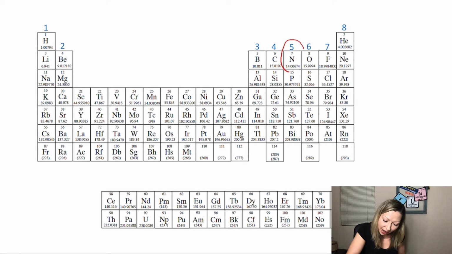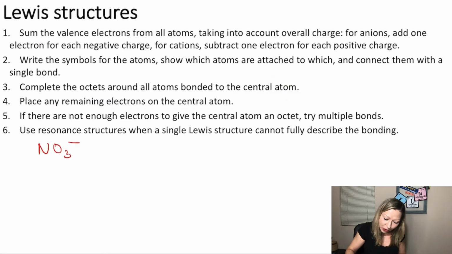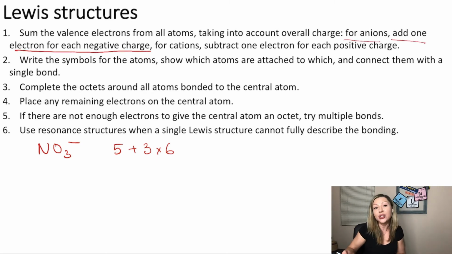Nitrogen has 5 valence electrons. Oxygen has 6 valence electrons. So 5 plus, for the 3 oxygen atoms, 3 times 6. Do I need to add more electrons? Yes, because this is an anion, so I have to add 1 electron for each negative charge. Since it's 1 minus, I need to add 1 more electron. So this is going to give me a total of 24 valence electrons.